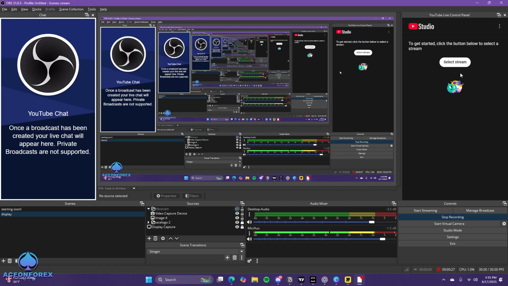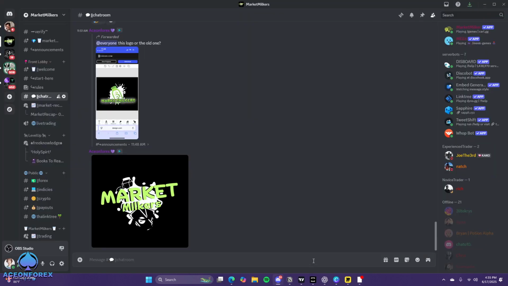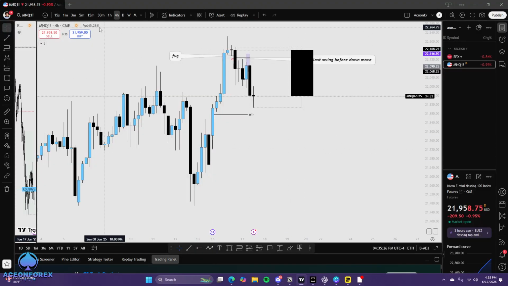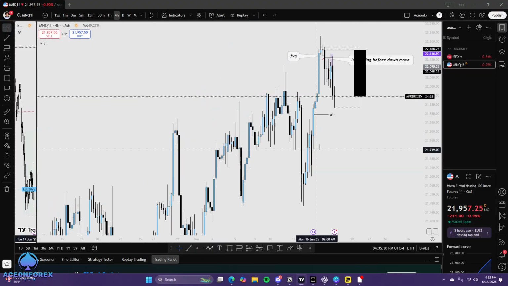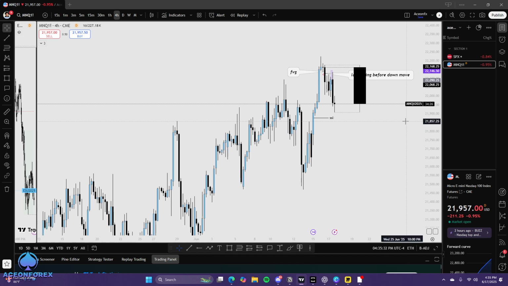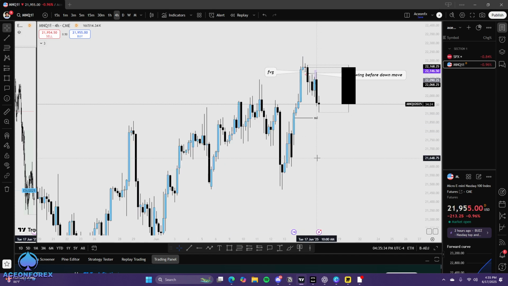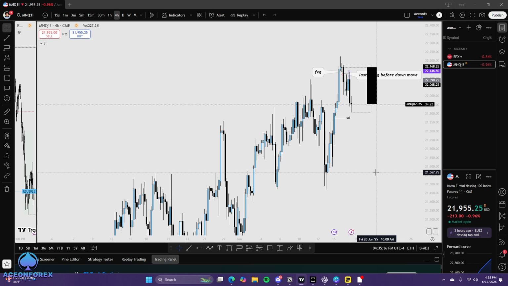So let's get right into it. This is just going to be a quick recap. I don't want to get too crazy, so I'm just going to keep it nice and simple for beginner traders. You always want to start off with the higher time frames.